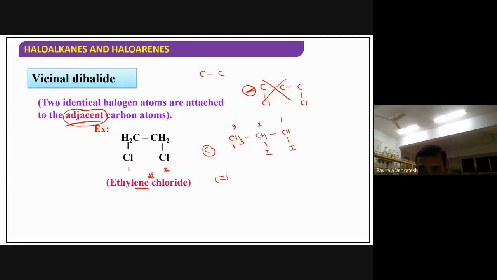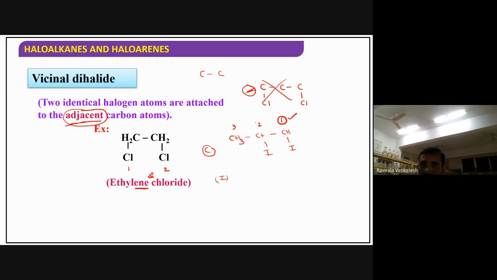Iodine side only, right? If I give numbering from this side, first carbon is getting the substituent. If I give numbering from the other side, the second carbon is getting it. So this is wrong. The substituent should get the least number. Here the substituent is getting number 1, and there it is getting the second number. So this one is the wrong method. Leave this method.